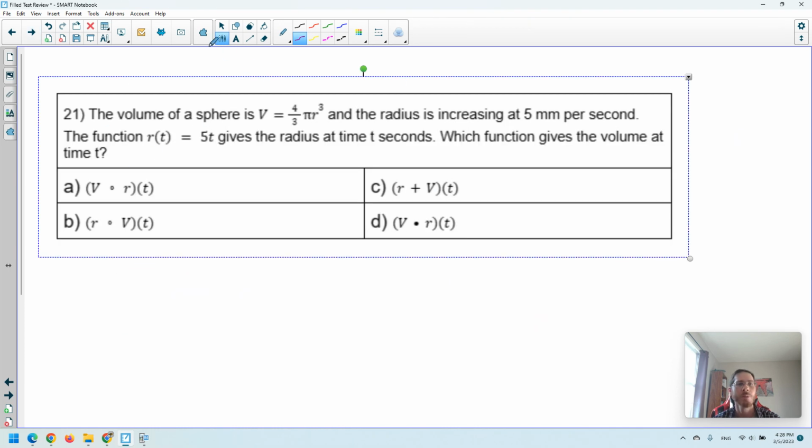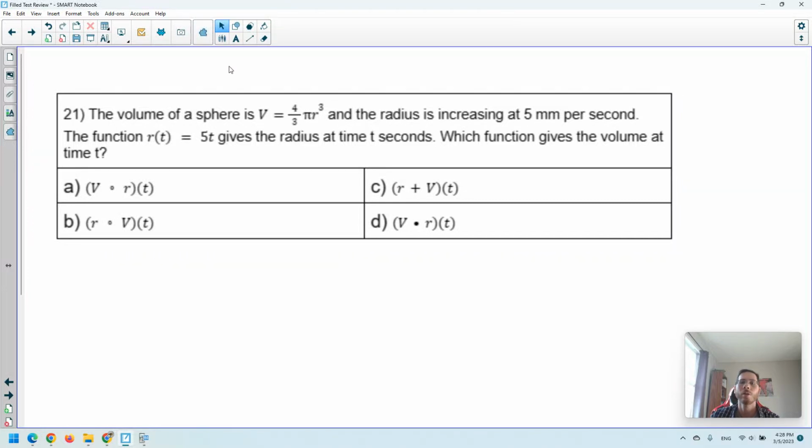All right, for 21, the volume of a sphere is given by 4/3 pi r cubed. The radius is increasing at 5 millimeters per second. The function r of t gives the radius in time as time increases in t seconds. We'll say it's 5 times t seconds. Which function gives the volume at time t? So the idea here is we're going to plug 5t in for the r.